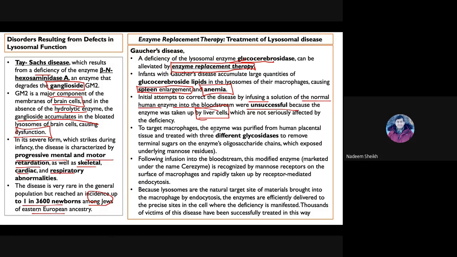Then another approach was used, which was that macrophages were targeted through this enzyme. But before targeting, the enzyme was purified not from human blood. It was purified from stem cells or placental tissues. If you have some idea about placental tissues, a large number of stem cells are found in the placental tissues along with other enzymes. So if you extract the enzyme from there and, using different glycosidases, you remove the terminal sugars on the enzyme oligosaccharide.